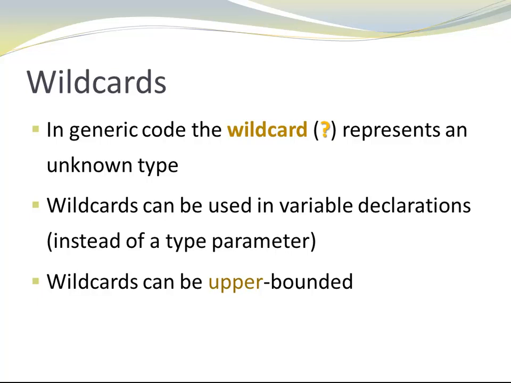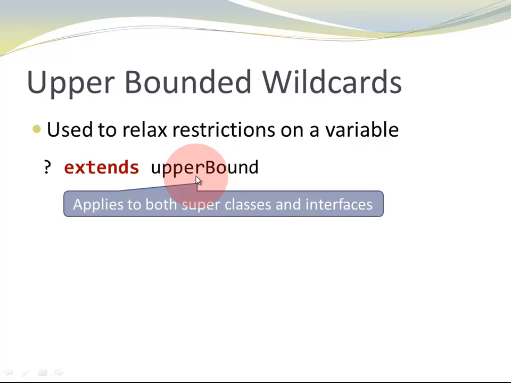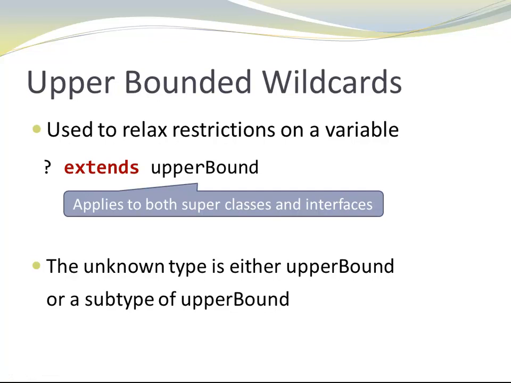They can be upper bounded, unbounded, or lower bounded. Let's start by having a look at upper bounded wildcards. They are used to relax restrictions on a variable. Here I have my wildcard, the unknown type, that extends upper bound. Extends can apply to either classes or interfaces. The unknown type is either the upper bound itself or a subtype of the upper bound, a type that derives from upper bound.